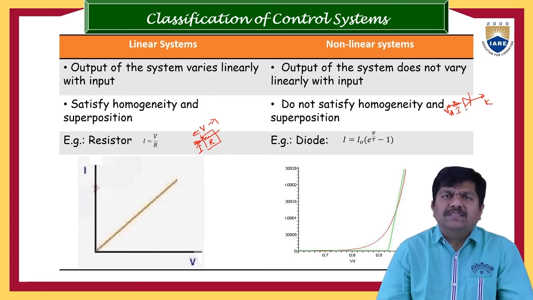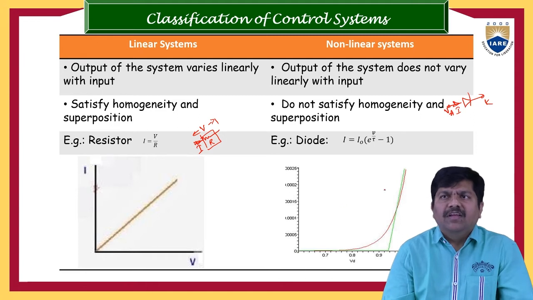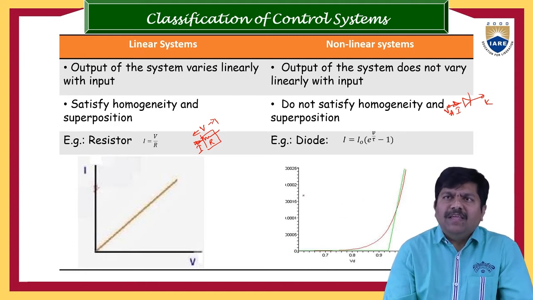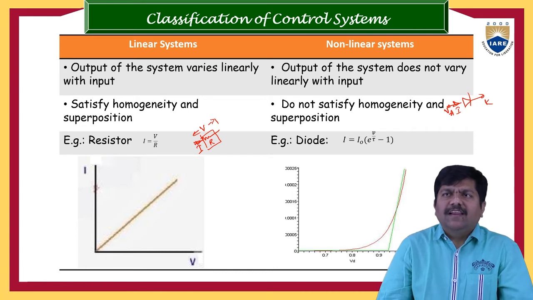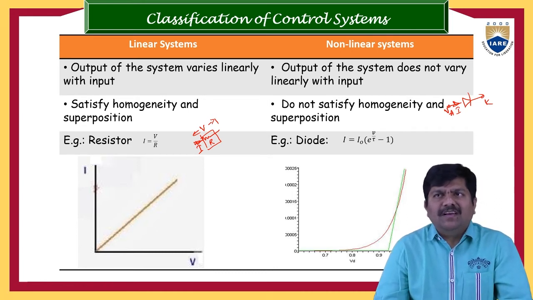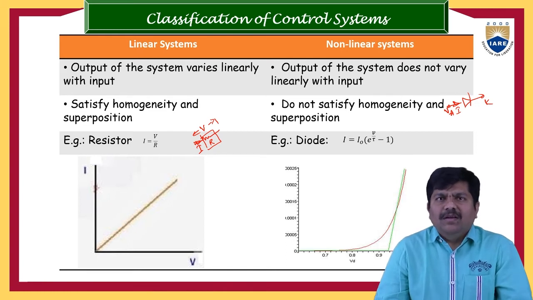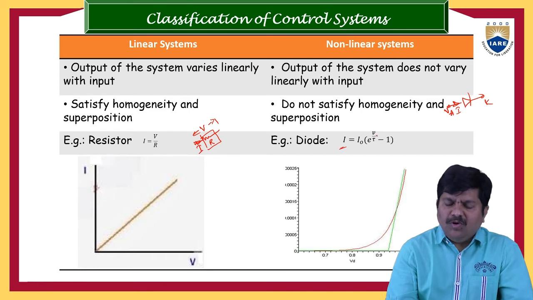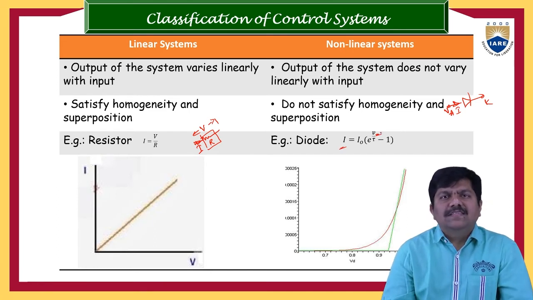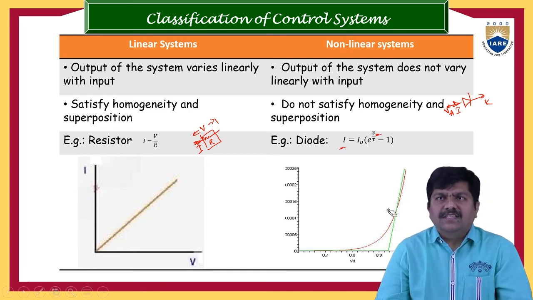So what about the variations of this particular current? The variations of the current are clearly indicated in the graph. This is not linear between the input and output. This is an example of a non-linear system. And what about the relation between the voltage and current? The relation is I equals I naught times exponential of V by V_T minus 1. Here the relation between the current and voltage is not linear, so this is an example of a non-linear system.